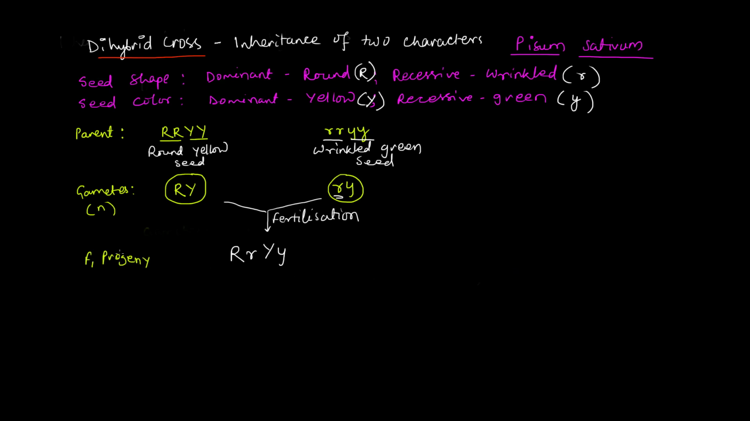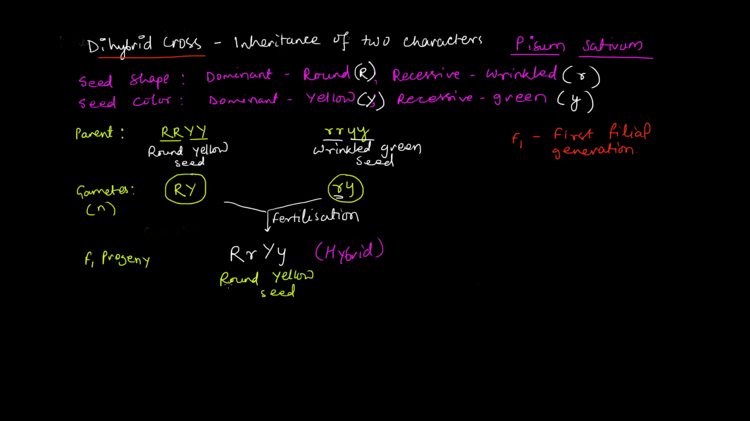So what do we mean by F1 progeny? When we say F1, F1 refers to the first filial generation. Remember this. So here, what will the phenotypic expression be? As per the law of dominance we have learned, it is going to be round and yellow seed. Again we are going to get the round and yellow seed. This one is also known as the hybrid.